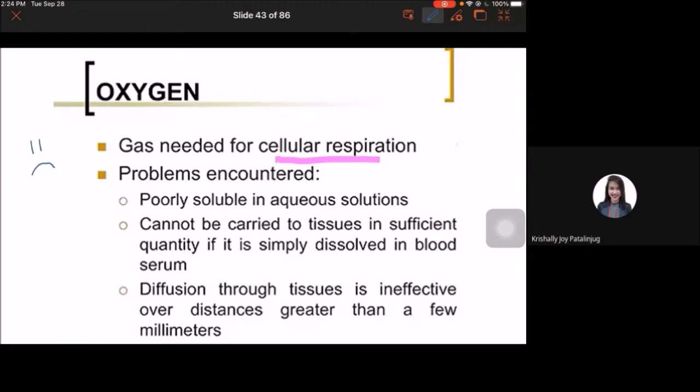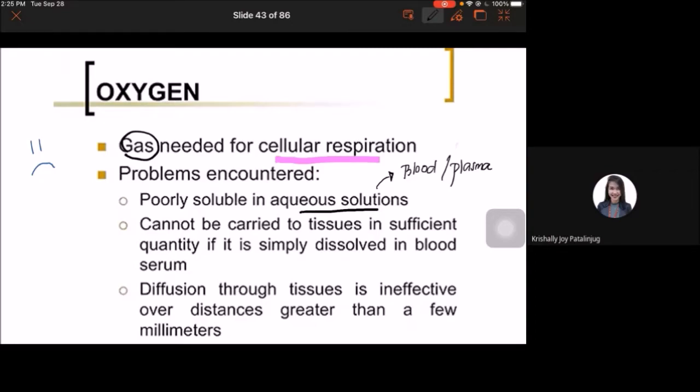In other words, oxygen is not easily distributed. So why does oxygen have problems being encountered? What are those? Number one, take note, oxygen does not mix in aqueous solution. A very good example of the aqueous solution that I am talking about is blood, or plasma. Blood or plasma, those are synonymous terms. So oxygen gas does not easily mix with blood.